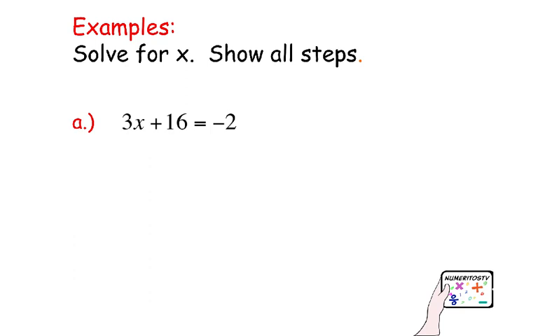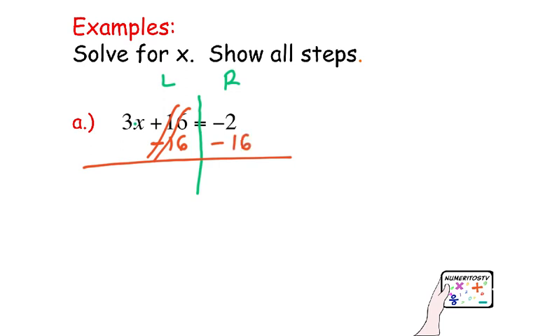What about this one? Let's show all the steps. We divide our equation left and right. The variable is in the left side. I have adding 16 and I have that 3 multiplying my x. So we are doing the inverse of the order of operations. So I need to get rid of the 16 first. So I need to subtract 16 to get rid of it. But don't forget the balance. I need to do the same thing on the other side.